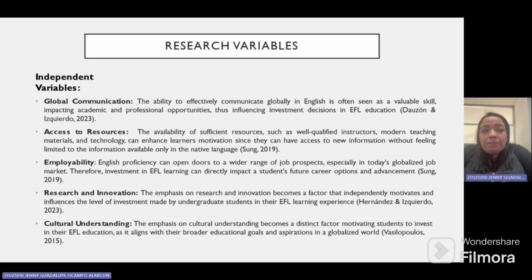because they can have EFL learning experience in these areas where they can contribute with new studies, or they can also make some impact in these areas. And cultural understanding, because it becomes a factor that motivates the investment of students, as they can be involved with the culture of the language they are learning. They can empathize with that culture, and they can have even more aspiration in this globalized world.